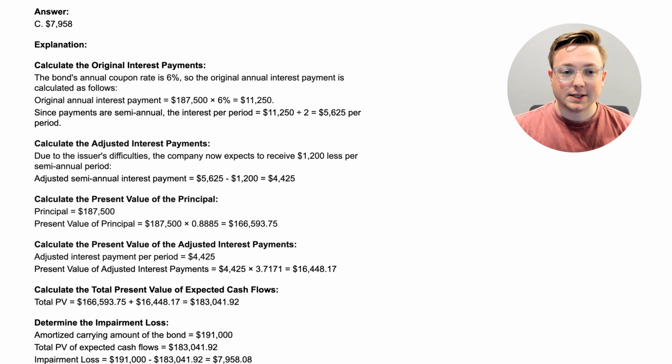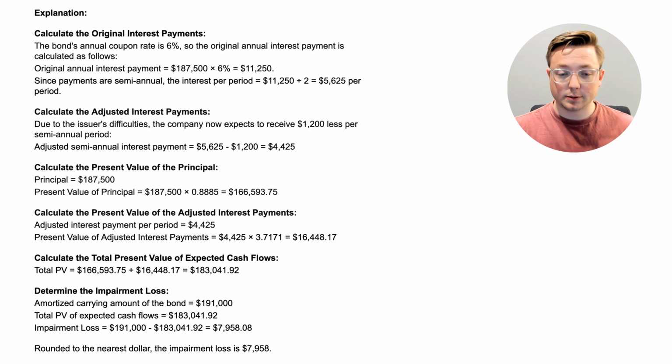All right, here we are. The answer is C, $7,958 is the impairment loss. Very similar to the previous other 2 questions. There's just one other thing that changed, which was the semi-annual payments. So let's go ahead and scroll down to get a better look at the full thing. Okay, there we go. Now we can see the full explanation.